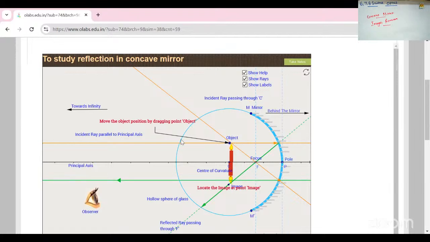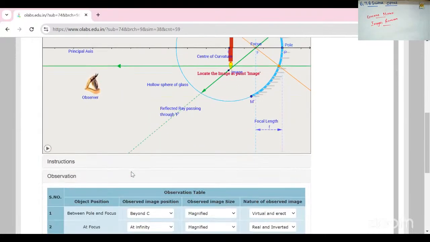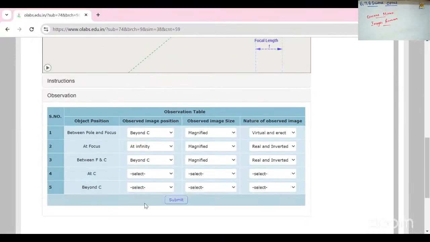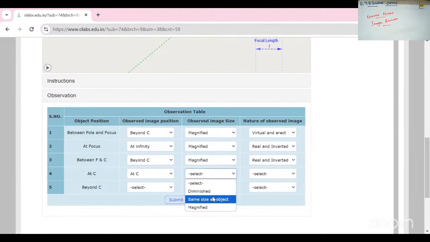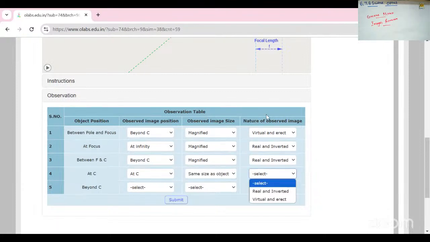So in these cases, when we keep the object at the C point, the image's position is at C only. Observe that the image size is also the same size as the object. The nature of the image is real and inverted. The last one is beyond C.